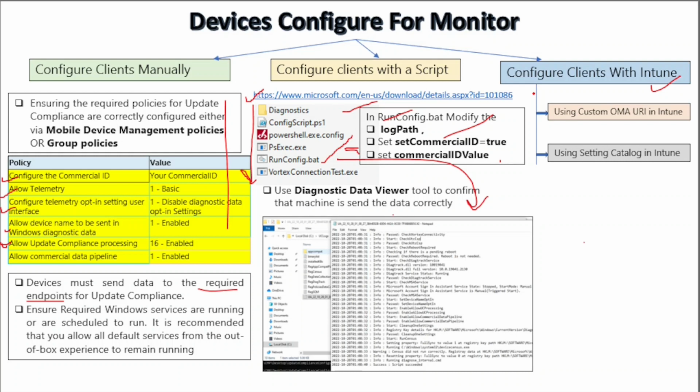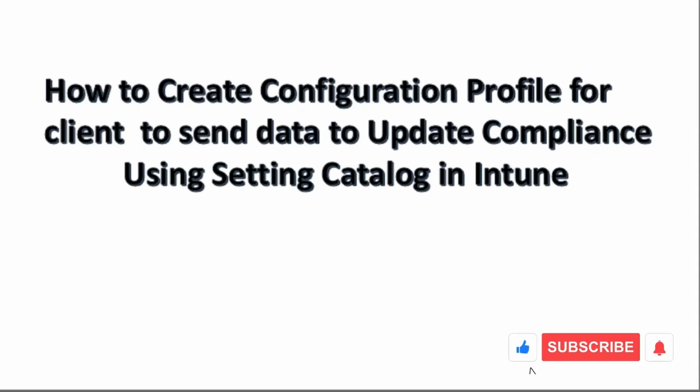We can use a configuration profile to configure the device. We can use a custom OMA URI, or we can also use setting catalog in Intune to configure the device for monitoring. Now let's see how to create a configuration profile for the client to send data to update compliance using setting catalog in Intune.